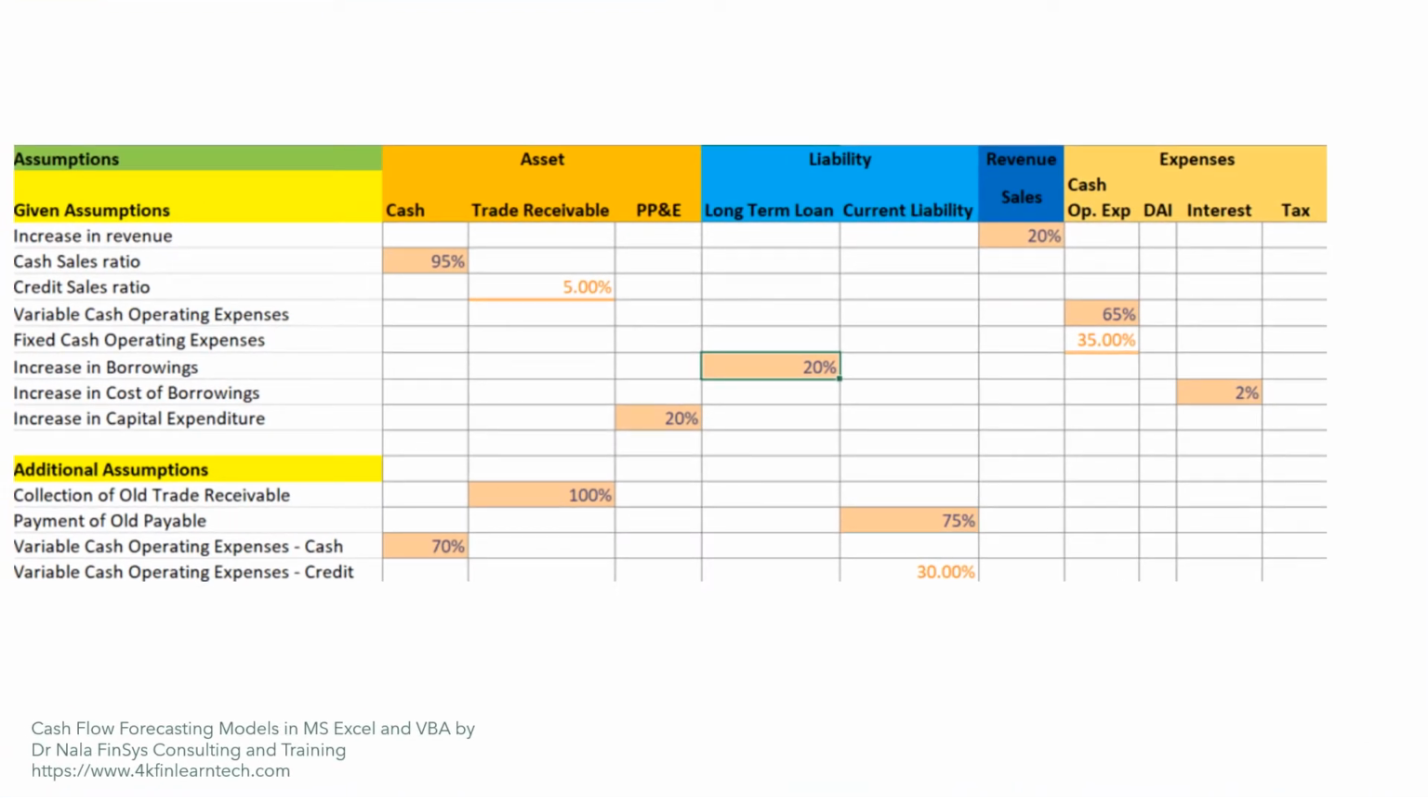This is a sample of assumptions sheet. What is the cash sales ratio, how much of the sales is going to be on credit basis, what is the ratio of expenses, how much in terms of cash, and in terms of the borrowings, how much increase we are going to make, what is going to be the cost of borrowings, and all the similar assumptions which we are going to make in relation to our projected cash flows. They need to be captured and appropriately templated as well.